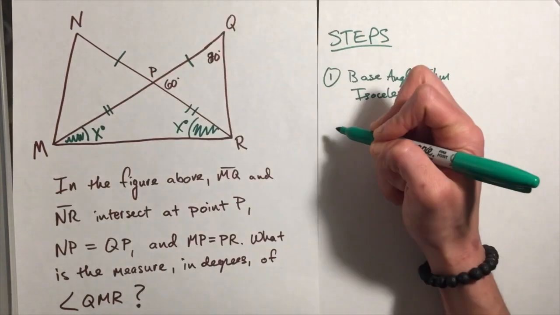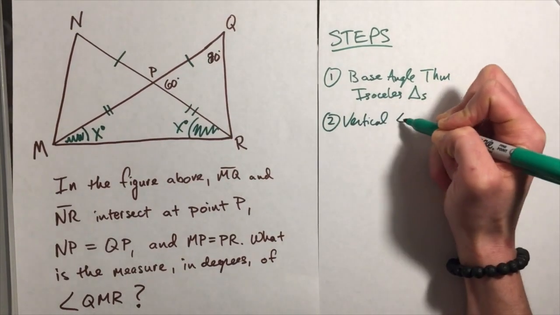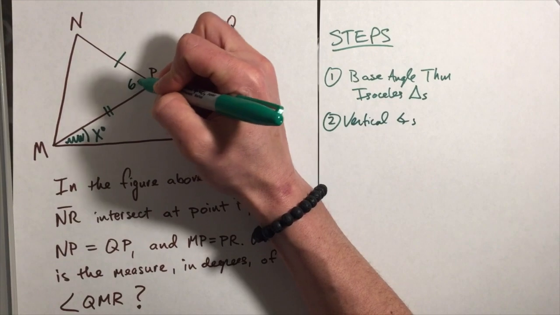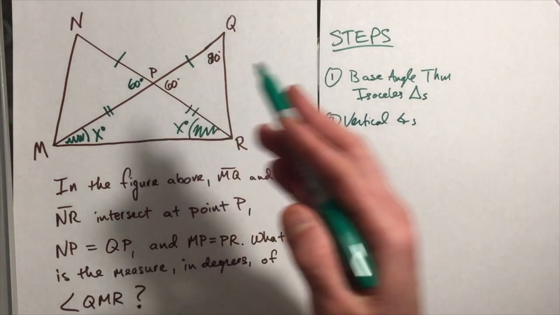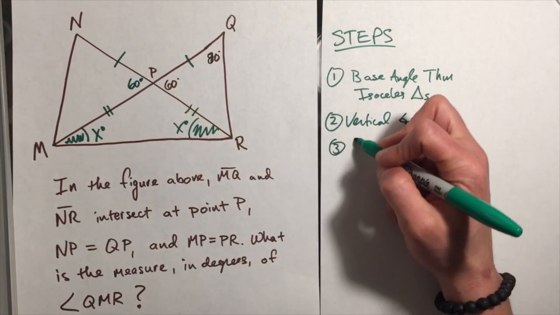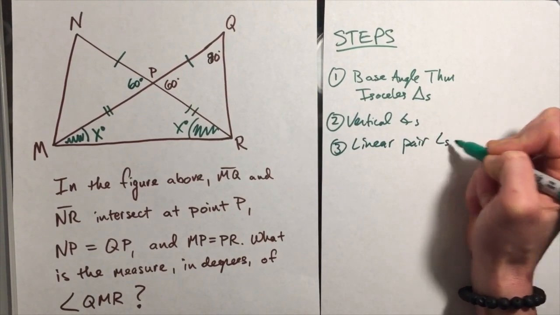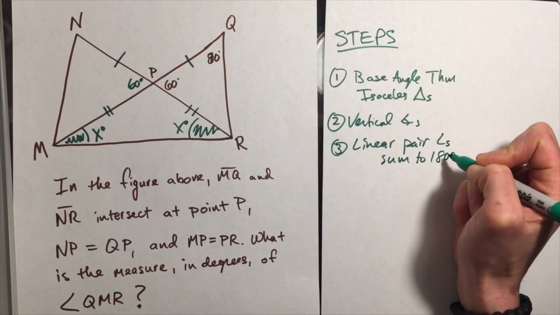We know this angle though. Look at the next step: look at the vertical angles here. So we know that this angle is a vertical angle with that, so this has to be 60 degrees as well. I may not need to use that very much. And now look at the third one. We're looking to get to x here. So look, oh, we know that linear pair angles sum to 180 degrees.